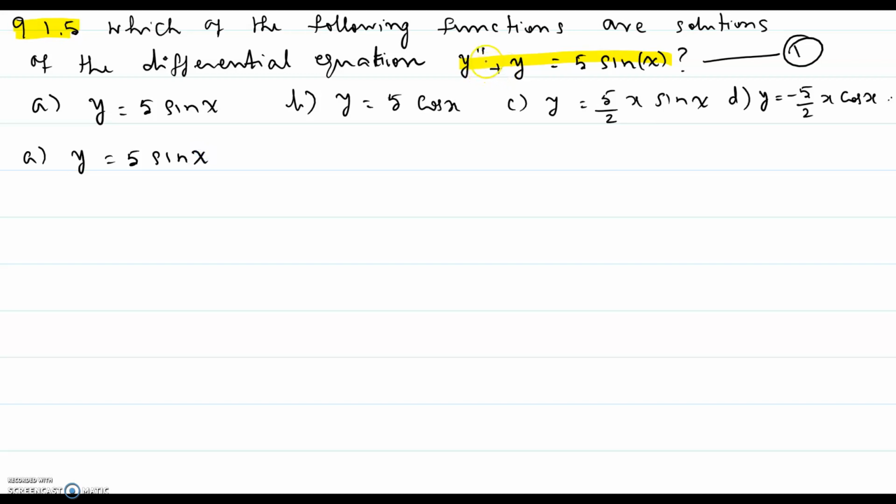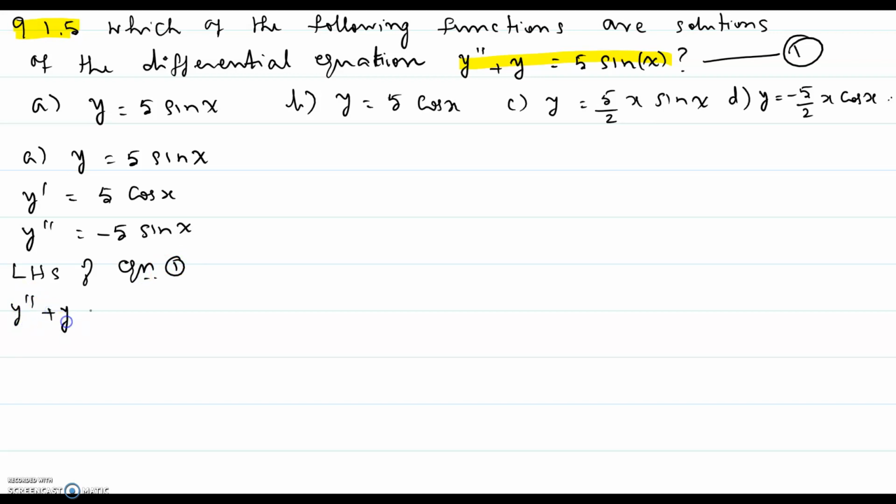The equation involves y double prime, so we have to get y prime and then y double prime. y prime is 5 cosine x, y double prime is negative 5 sin x. So if we consider the left hand side of equation 1, which is y double prime plus y, this will be equal to negative 5 sin x plus y, which is 5 sin x.